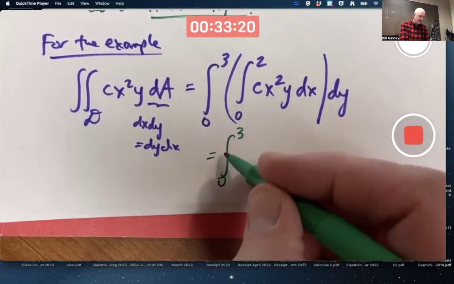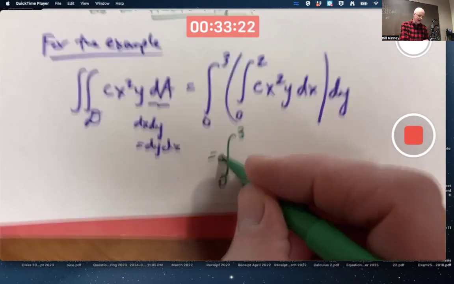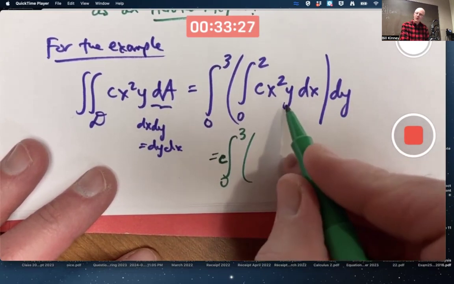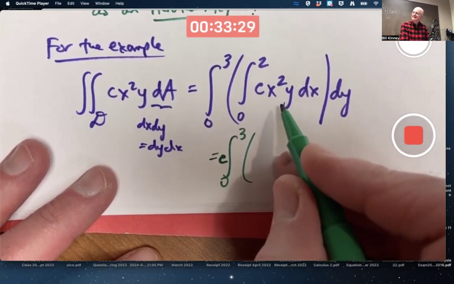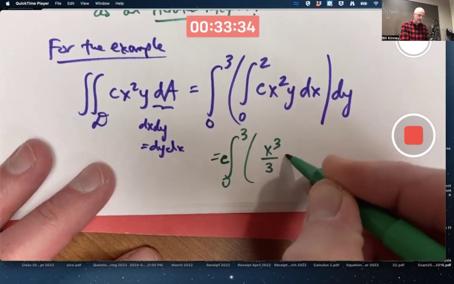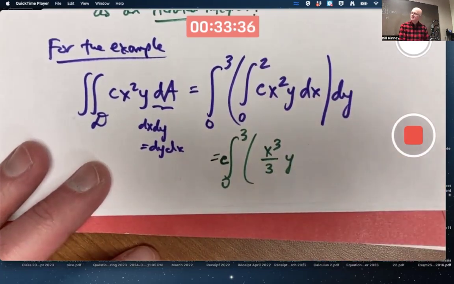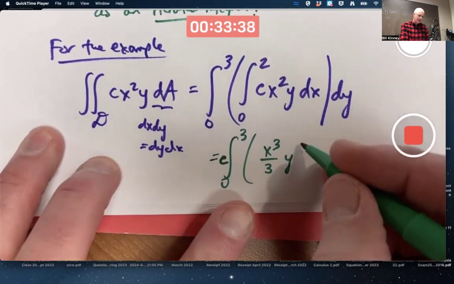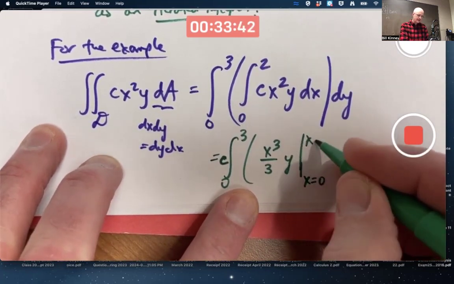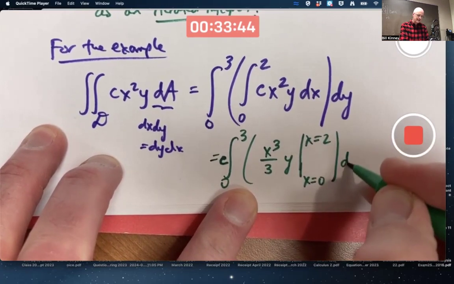I'll factor the c itself out in front of the integral. You might expect you can do that, and you can. Treat the y as a constant. I'm integrating with respect to x. Get x cubed over 3. Treat the y as a constant. X goes from 0 to 2 because for the inner integral, it was with respect to x.